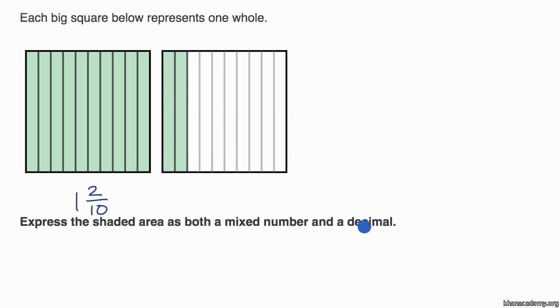Now, what about as a decimal? Well, we could just express 1 and 2 tenths as a decimal. We could say, hey, that's going to be 1. And then we get to the tenths place. And then how many tenths do we have? We have 2 of them. So that's going to be 1.2.